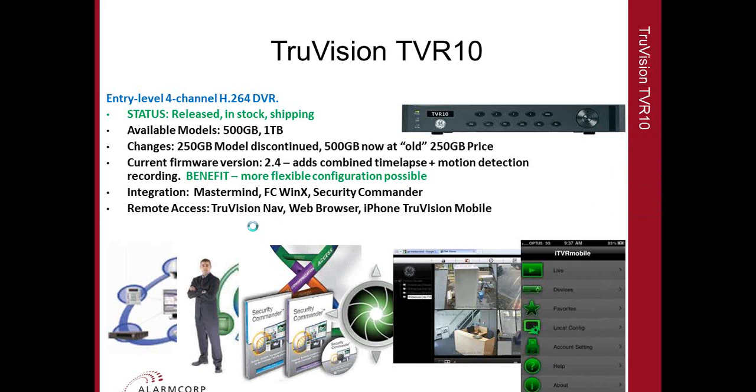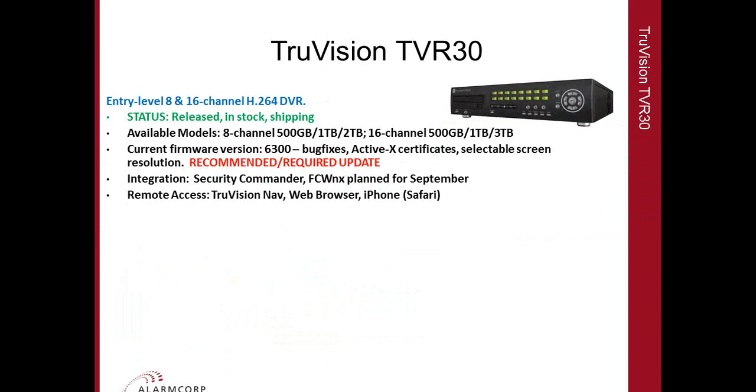Okay, next we have the TruVision TVR30. Now this is an entry-level 8 and 16 channel H.264 DVR. It is also a current product. It is released, in stock and shipping. It is available in two models, one with an 8 channel and one with a 16 channel. This refers to analog channels. This is once again a DVR that's designed for recording analog cameras.